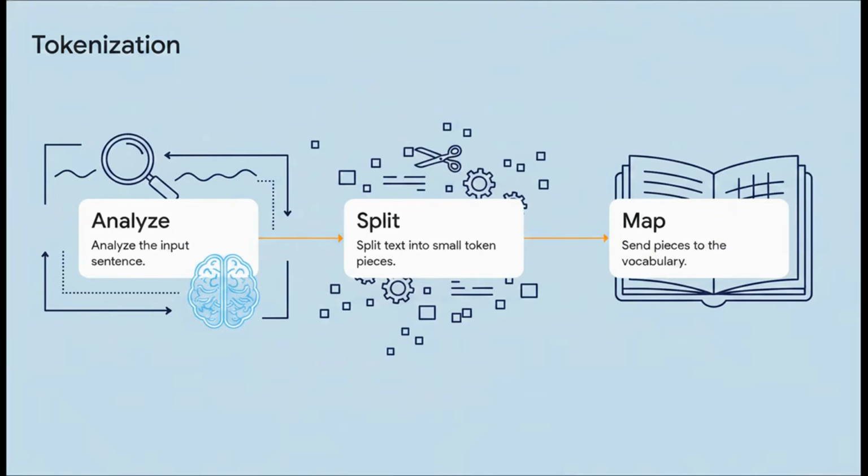So, that's how the AI was built. But let's move on and see how this builds in real time when you actually type a prompt. Step 1, the AI analyzes your input sentence. Step 2, the tokenizer mechanically chops your text into small token pieces. And step 3, it sends those pieces straight to the vocabulary.